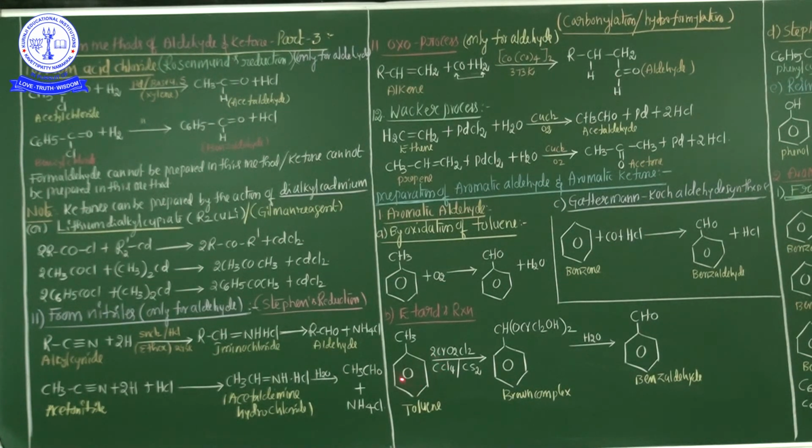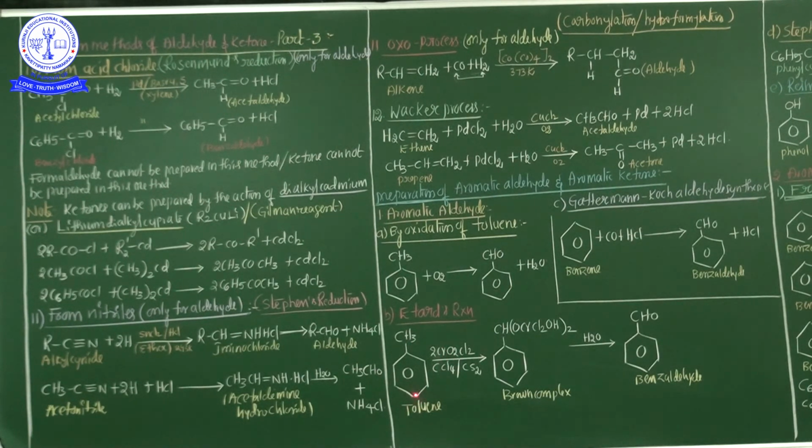CrO2Cl2. Now what happens? This chromyl chloride dissolved in either CCl4 or CS2 is made to react with toluene in CS2, when a brown colored product is formed. This is a brown colored product. This brown colored product is again treated with water, and finally benzaldehyde is formed. So named reactions are most important. See, this name is the Etard reaction. In the Etard reaction, benzaldehyde is easily prepared by partial oxidation in the presence of chromyl chloride.